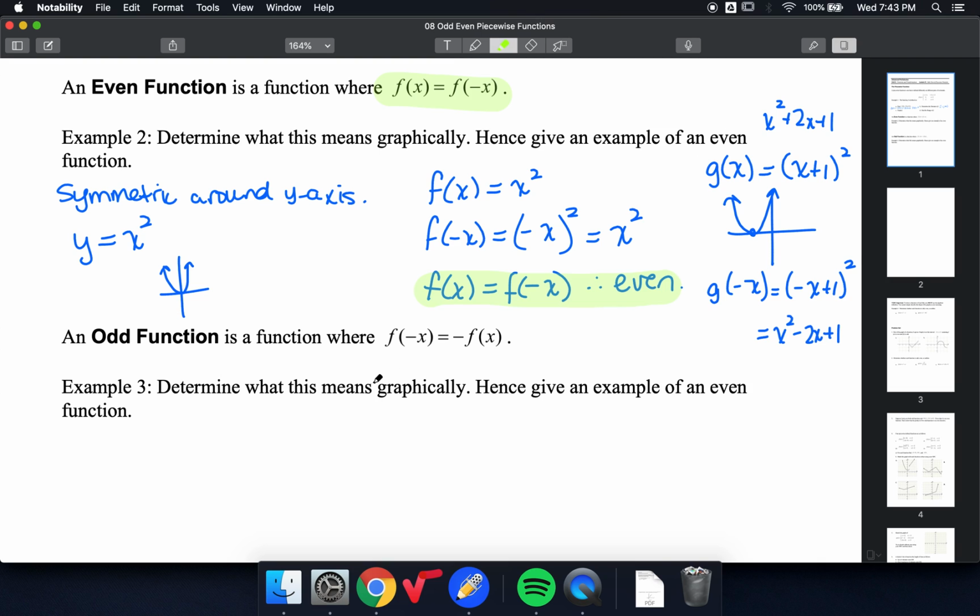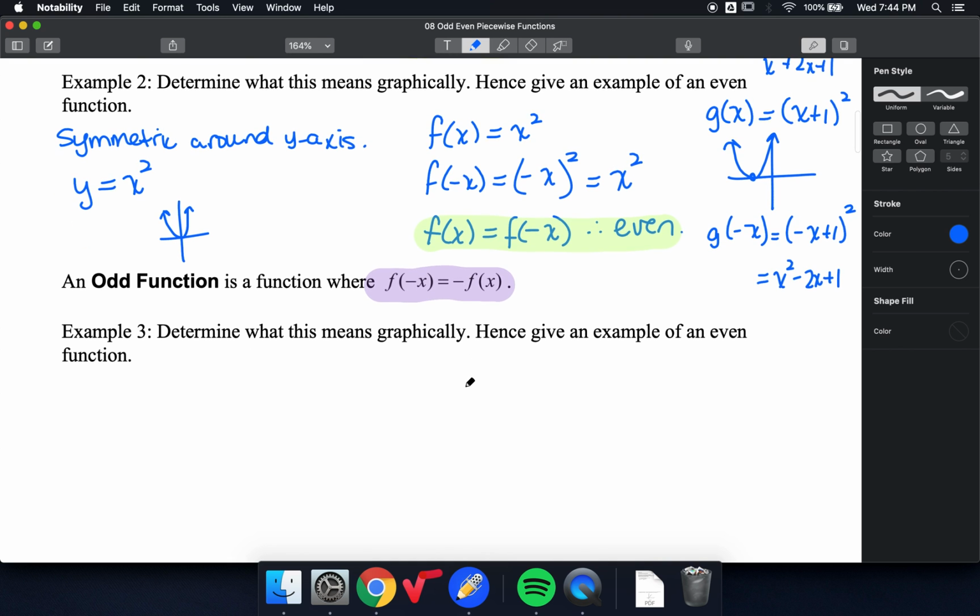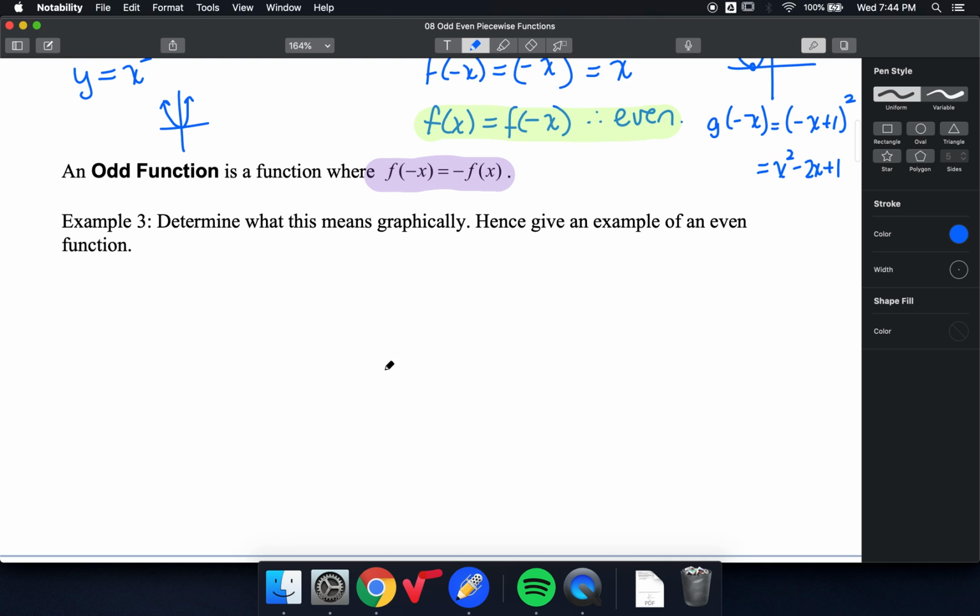All right. An odd function has this definition. So now an odd function, let's go with purple for odd. F of negative x equals negative f of x. So graphically, if I think about that, if I take a function and reflect it over the x-axis, it's the same as if I reflected it over the y-axis.